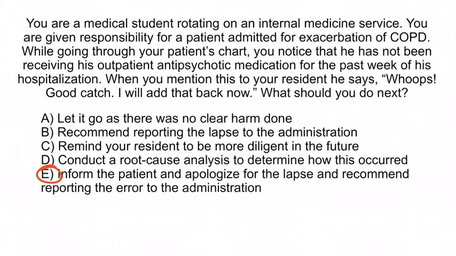A is incorrect because an event like this should be reported for quality improvement purposes even if no harm was caused in this particular instance. B is incorrect because it doesn't mention informing the patient, a key step in addressing the mistake. This would also not be ideal because you should first discuss the issue with the resident. C is incorrect because while you may want to remind your resident to be more diligent in the future, you should report the event and inform the patient in addition to this.